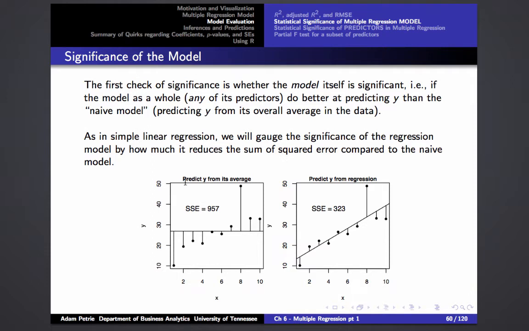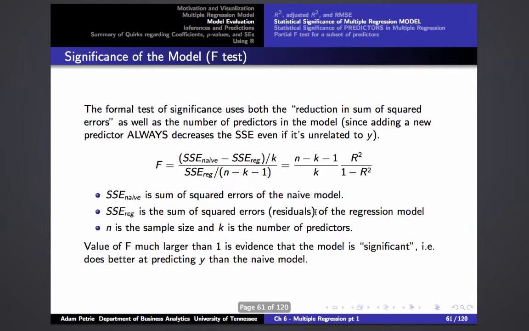So the way that we'll do this is we'll gauge significance by looking at the reduction in the sum of squared errors when going from the naive model, predicting Y from the overall average, regardless of what the X variables are, to using the model to predict Y. So in this case, we see a reduction from 957 with the naive model to 323 with the regression model, and we need to make sure that this reduction can't just happen by chance from a model filled with completely random, unrelated predictors.